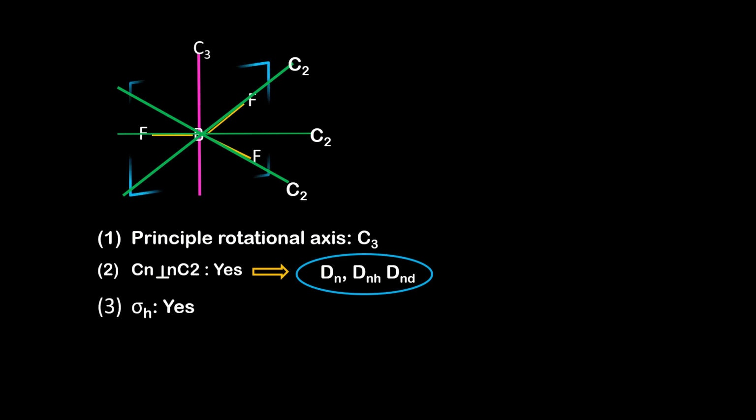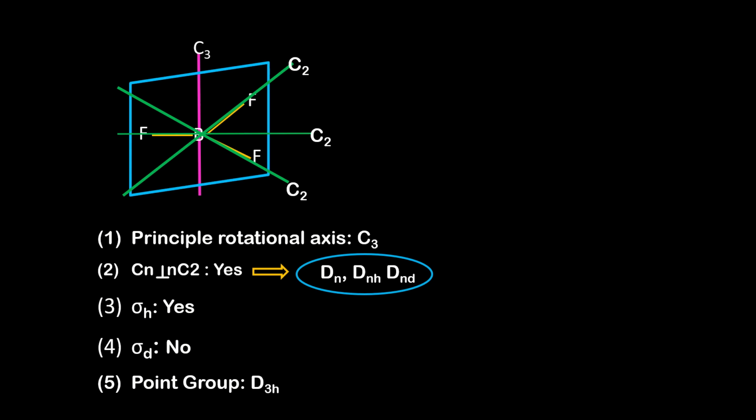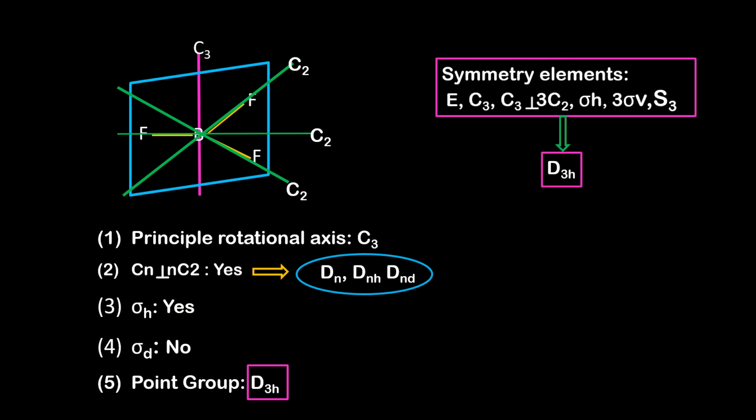Next, is there any sigma H present? Yes, there is sigma H present. Is there any dihedral plane? No. So the point group becomes D3H. Here are some symmetry elements for the D3H. Here 3 sigma V are also present in the BF3 molecule that we have discussed in the previous video lecture.